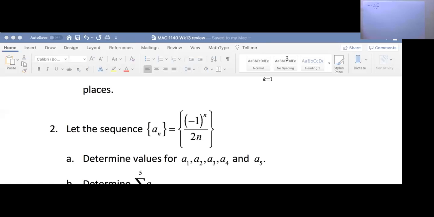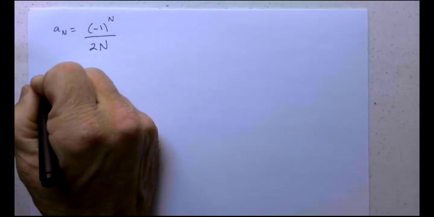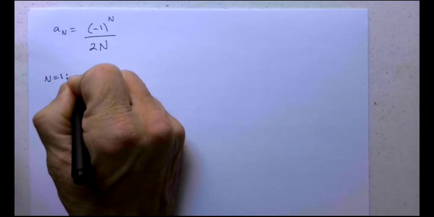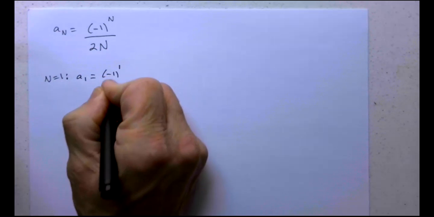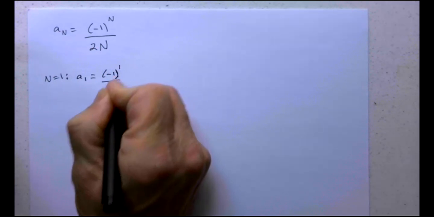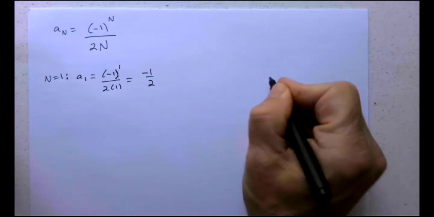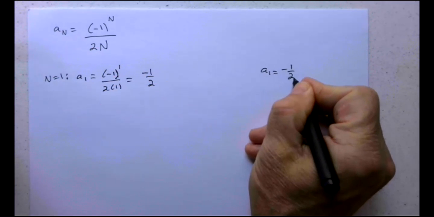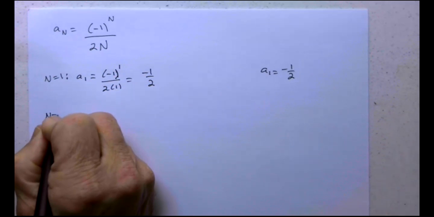So this question, we're given the sequence a sub n equals (-1)^n over 2n. Let's find some values. If n equals 1, wherever I see an n, replace it with a 1. So a sub 1 is (-1)^1 divided by 2 times 1, -1 over 2, so that we get a sub 1 is -1/2.